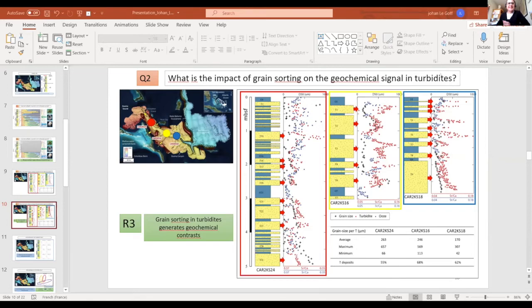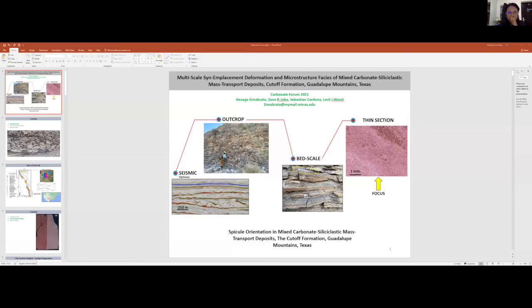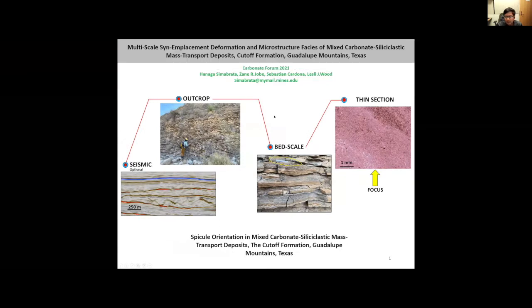The last presentation is from Hanaga Simabrata. His research is about multi-scale syn-emplacement deformation and microstructure features of mixed carbonate-siliciclastic mass transport deposits. Okay, start sharing your screen. Hanaga, sure, start your talk. Is it good? Can you guys see it? Yes, we can see it.